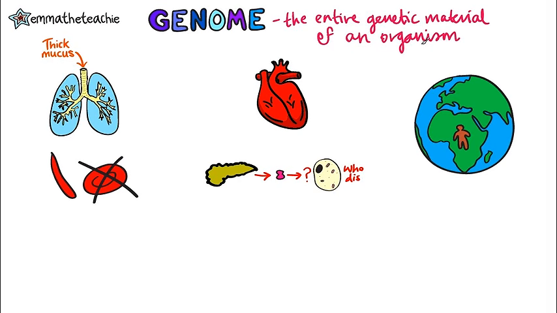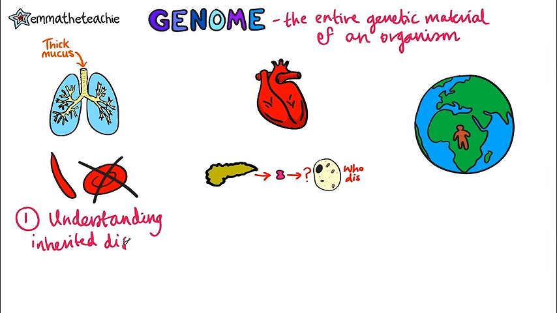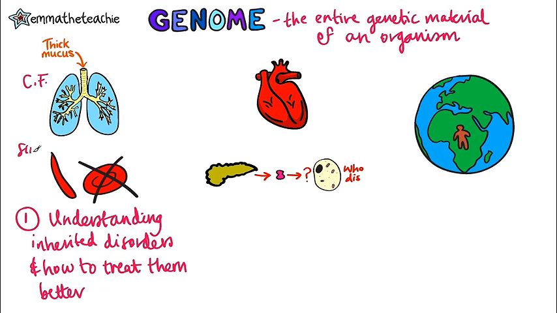Understanding the human genome is an important area of research. Scientists are using it in 3 ways. Number 1, they're using it to improve their understanding of inherited disorders and how to treat them better. This includes looking at cystic fibrosis and sickle cell anemia.